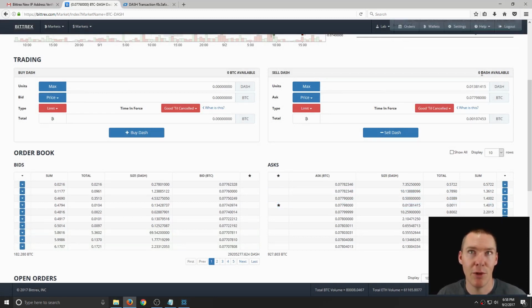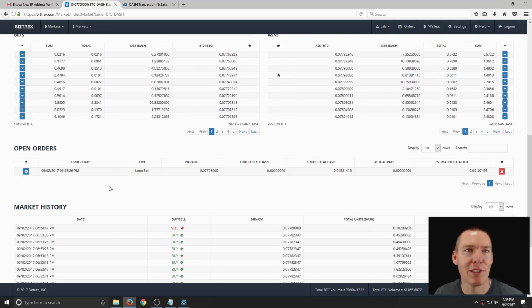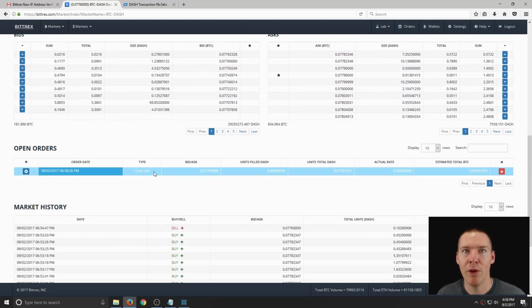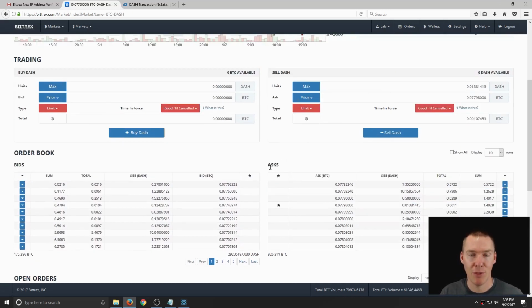Now it says I have 0 Dash and I have 0 Bitcoin. It's like, what? Where'd my Dash go? Well, it's on the order books here at Bittrex. My open orders. I have one open order. And it's of this amount, $5 worth of Dash, which is 0.0138 worth of Bitcoin. And it's saying if it gets to this price, they will sell it. Someone will buy it from me on this exchange, and I will have a balance of Bitcoin.